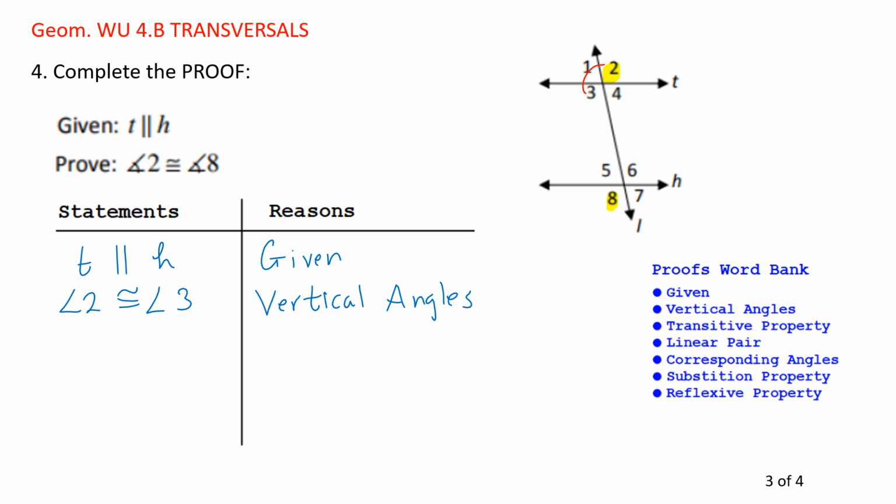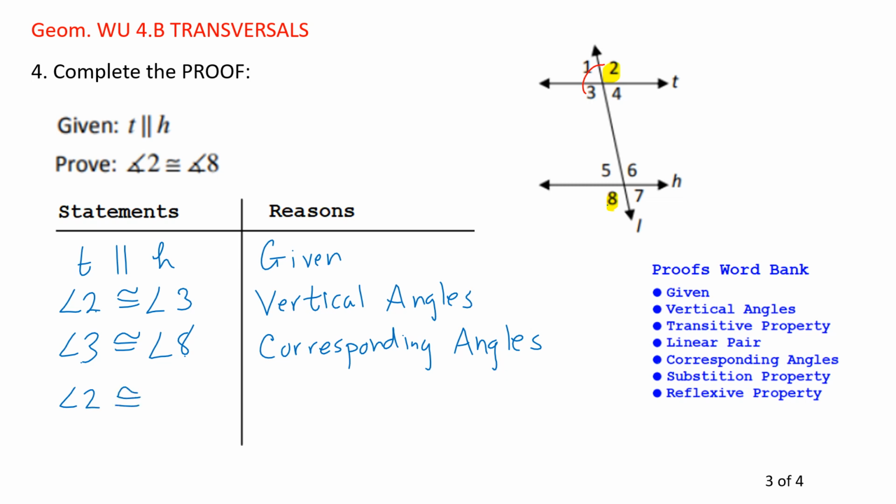Next, I'm going to hopscotch down from 3 to 8. I know that angle 3 is congruent to angle 8 because those are corresponding. That's another choice. And then finally, if 2 is equal to 3 and 3 is equal to 8, it must be true that 2 is also equal to 8. That's what I call the middleman theorem. That's actually the transitive property. And that is what you were trying to prove. So you're done.